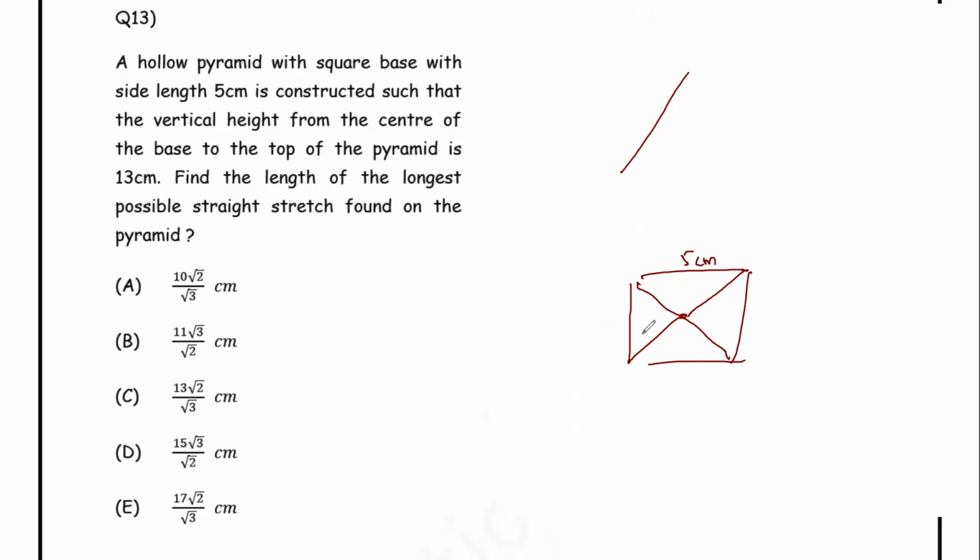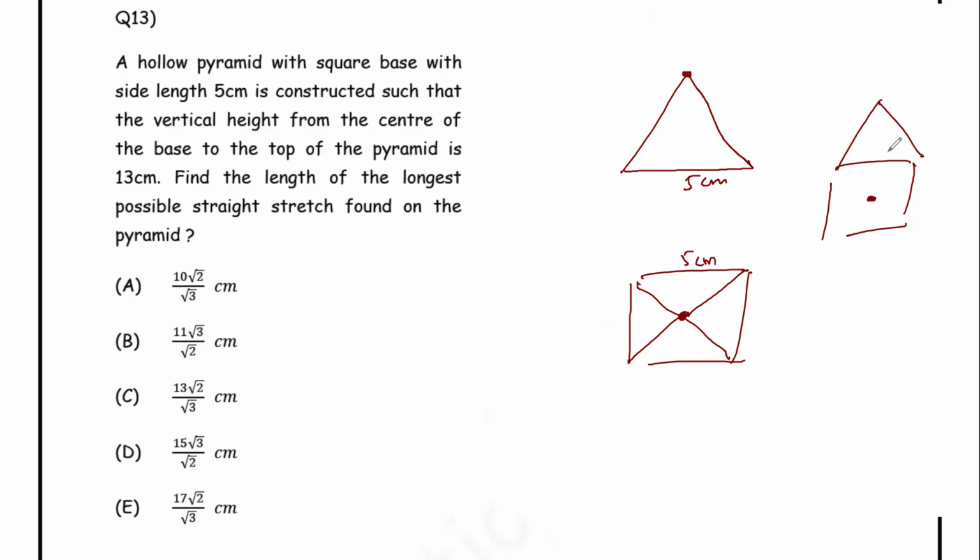The vertical height from the center. So now I'm just giving you a front view of it, right? So this is 5, and this is the top part. It's constructed such that the vertical height from the center of the base to the top. So this is the top, and the center of the base is this part. This is the center.